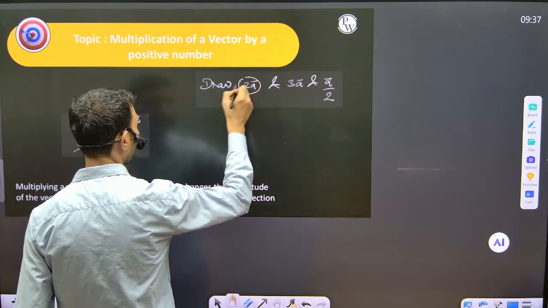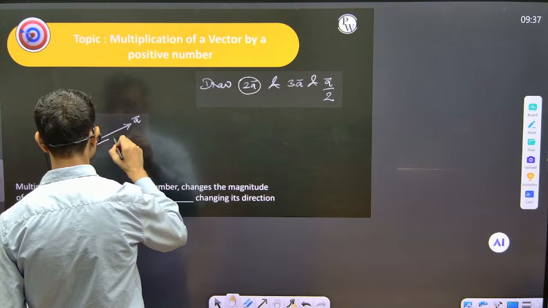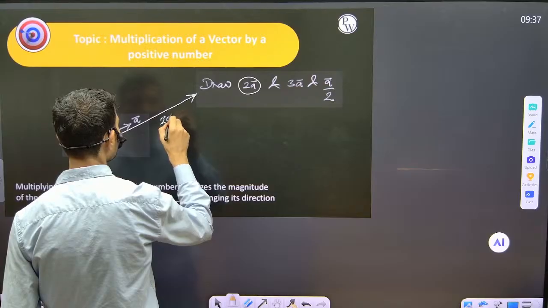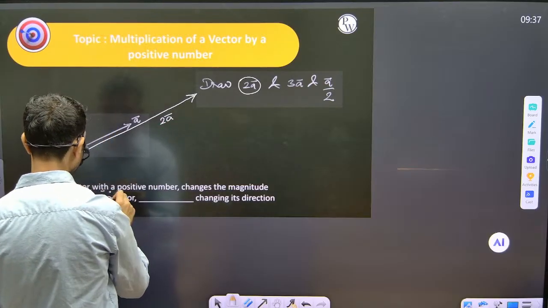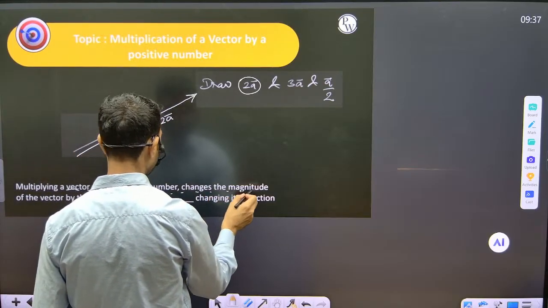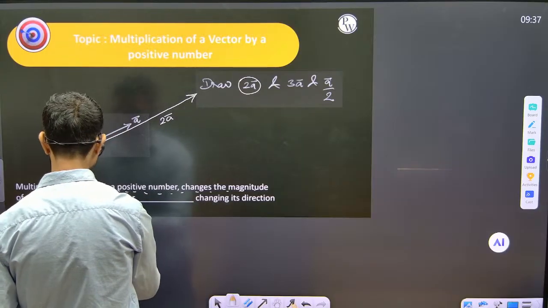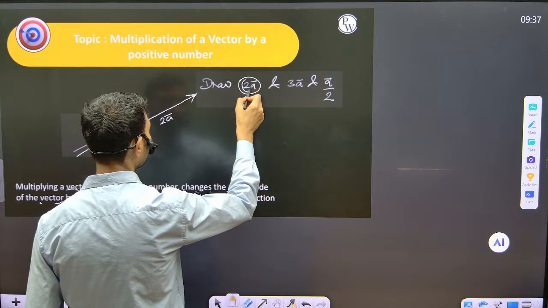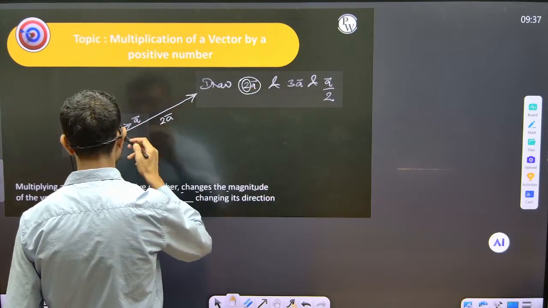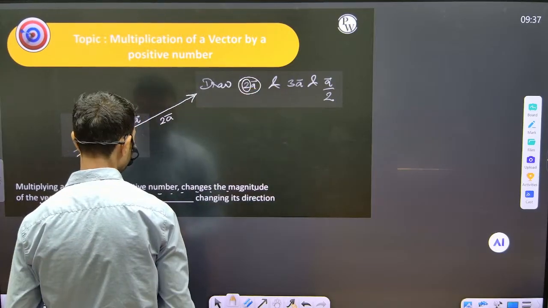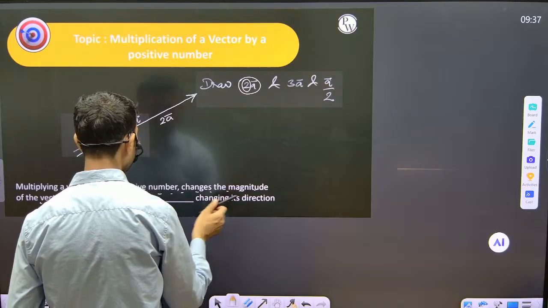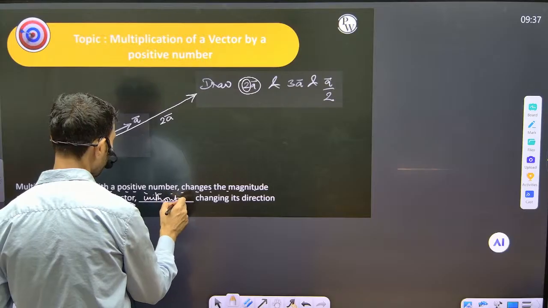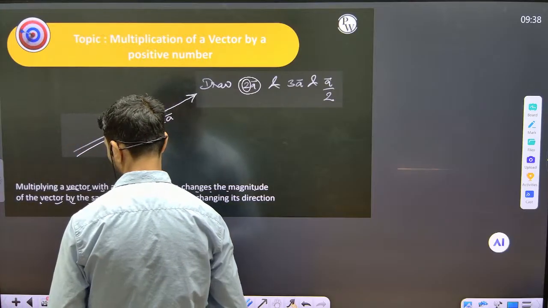2a means I simply have to double it. So multiplying a vector with a positive number changes the magnitude of the vector by the same factor. Meaning if I want 2a, I have to multiply it by 2 times, meaning I have to double it. And am I changing the direction? The answer is no, without changing its direction.